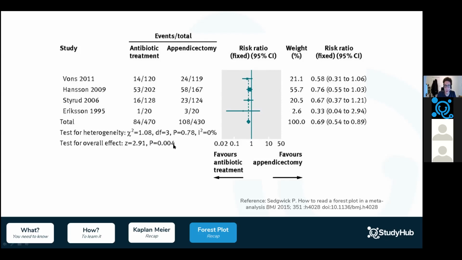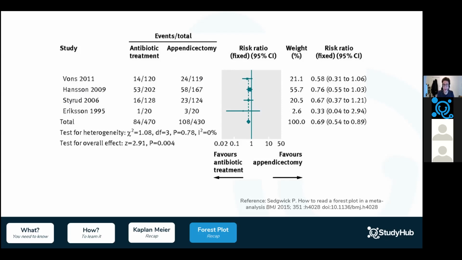So with this knowledge of this p-value, this little diamond, and the fact that this diamond is on the side that favors antibiotic treatment, the overall suggestion of this meta-analysis is that actually antibiotic treatment is better and has better outcomes than appendicectomy, at the very least in this population. Now, that's really all you'd be required to interpret in an OSCE station in the 2 minutes you have. And probably that's all you'd be required to explain to a patient or a simulated patient in the station.